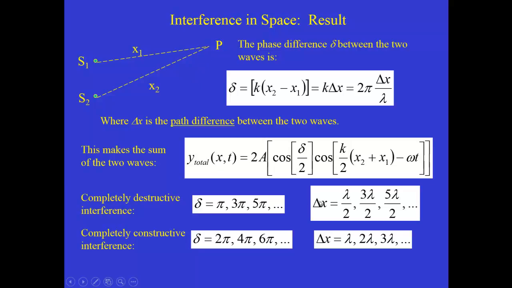And that's where the path difference is a half integer multiple of the wavelength. Now this may be a little bit confusing. Let's think graphically. Let's draw a picture to try to illustrate these two different cases.